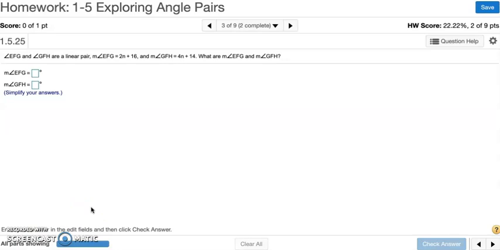Number 3. Angles EFG and GFH are a linear pair, and we're given expressions for each of those angles. We're asked to find the measures. So if they're a linear pair, it means that the angles add up to 180 degrees. So let's set up our equation and solve it.